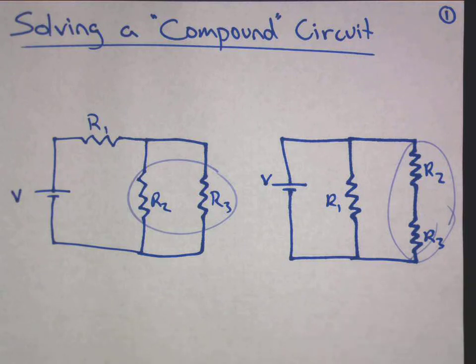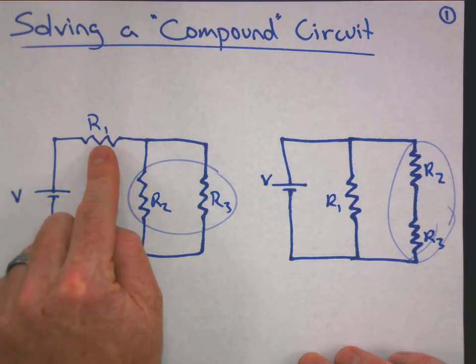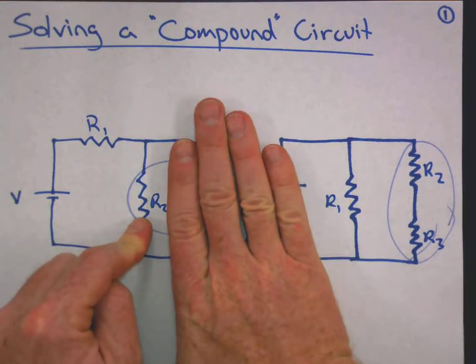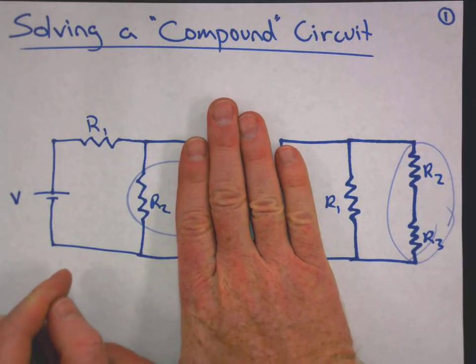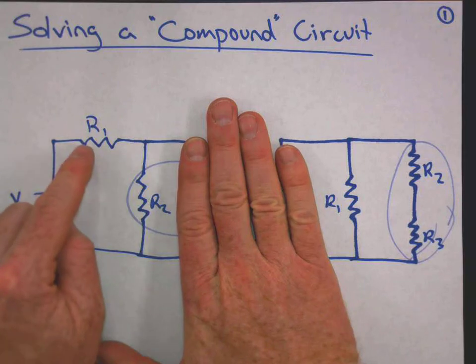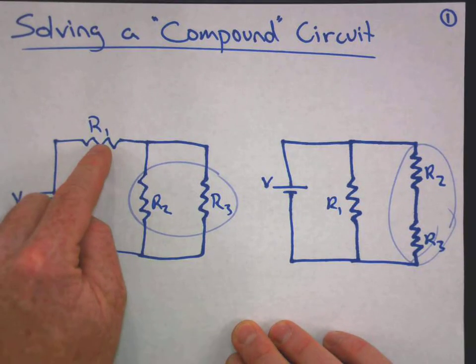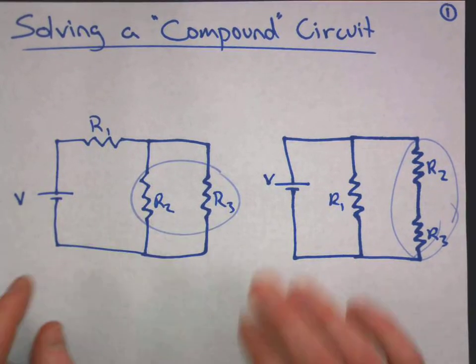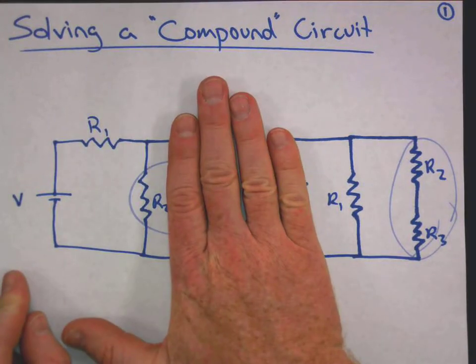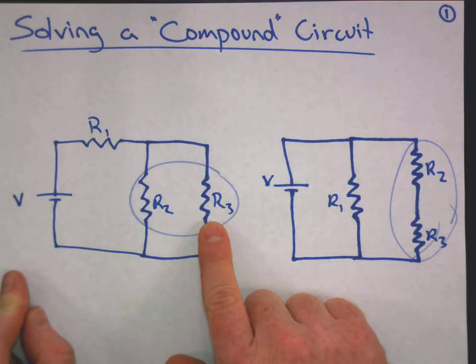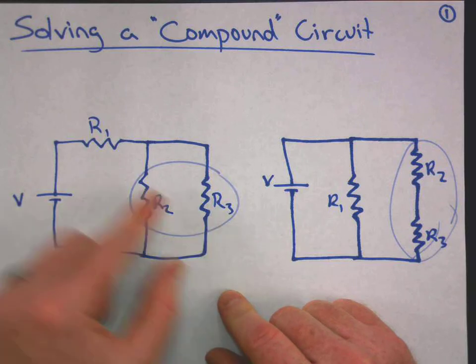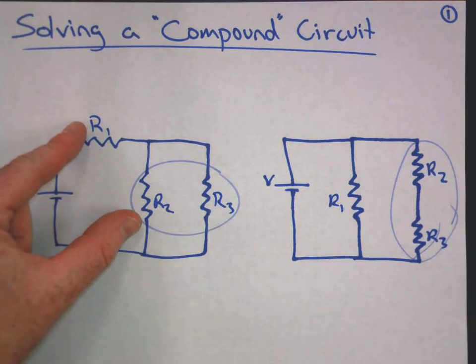Well, here's one of the ways that I like to think of this. Which do you tackle first? Can you deal with combining R1 and R2 and ignore R3 at first? The only way I can really see that R1 is in series with R2 is if I hide R3, if I get rid of it, because with R3 there, it's kind of screwing things up in terms of how these two are related.